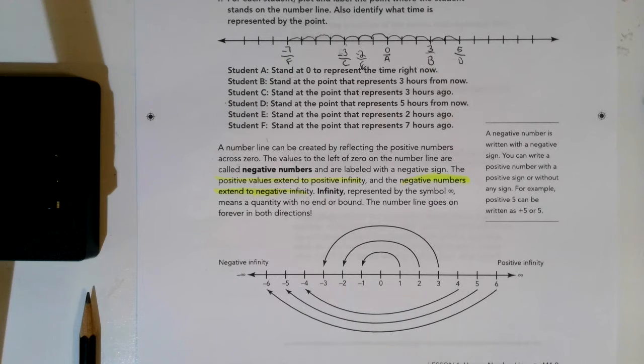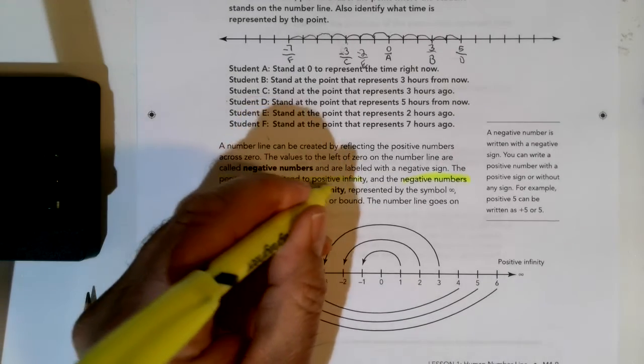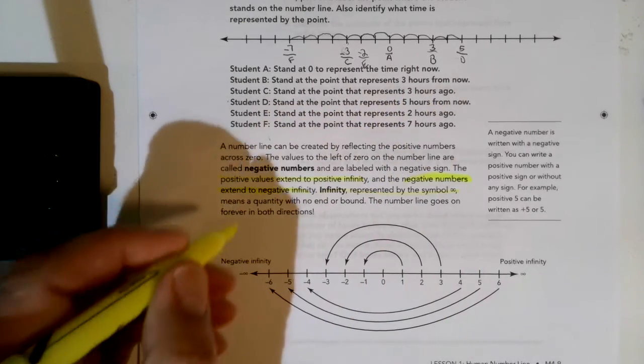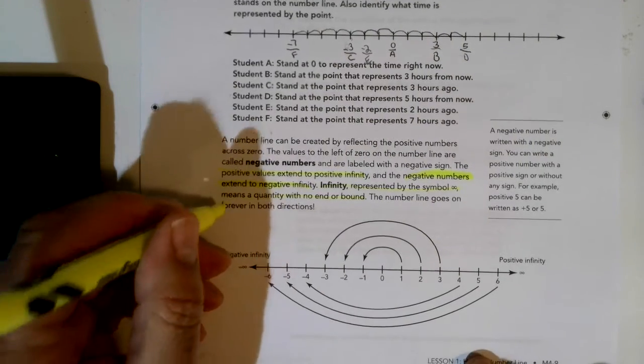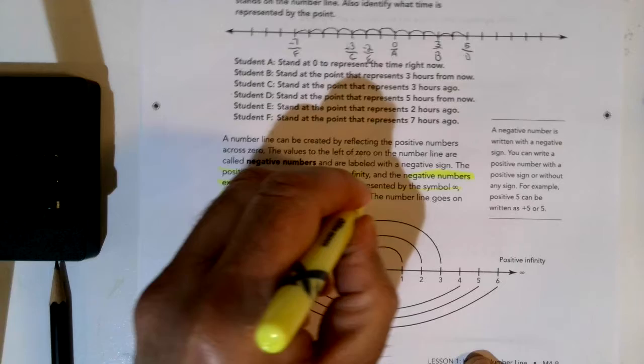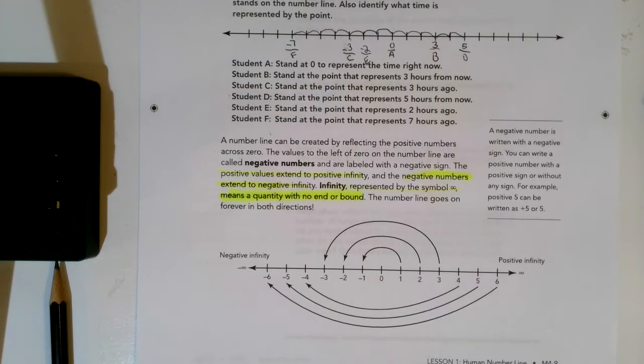Positive values extend to positive infinity, negative numbers extend to negative infinity, where infinity, represented by this symbol, means that it's a quantity with no end or bound. And we know this, that we can go on counting numbers into infinity. We've talked about this concept in other modules, so this is not new for us. Basically what it's saying is if numbers can go in the positive direction towards infinity, they can also go in the negative direction towards infinity.